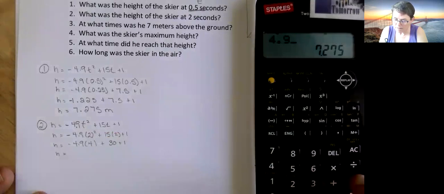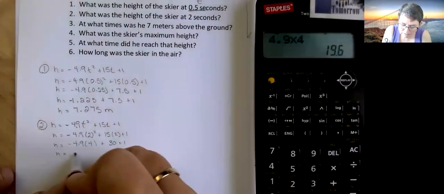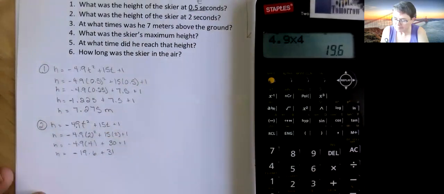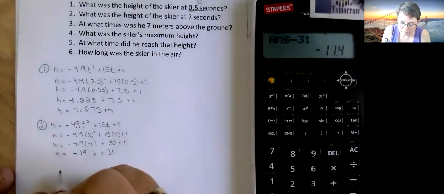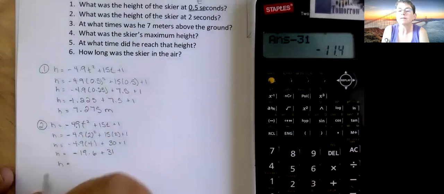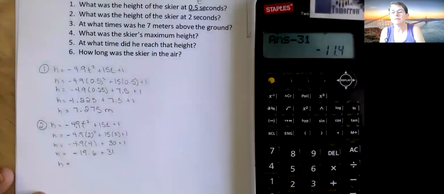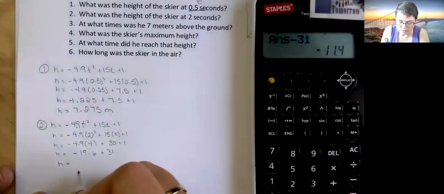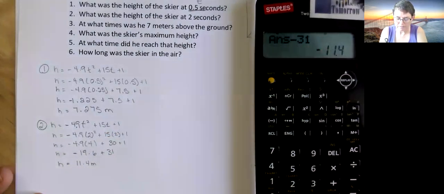4.9 times 4, 19.6, plus 31. So h is, notice I just was lazy there, I just did them in opposite order. So even though the calculator shows it's a negative, I know it's a positive: 11.4 meters.